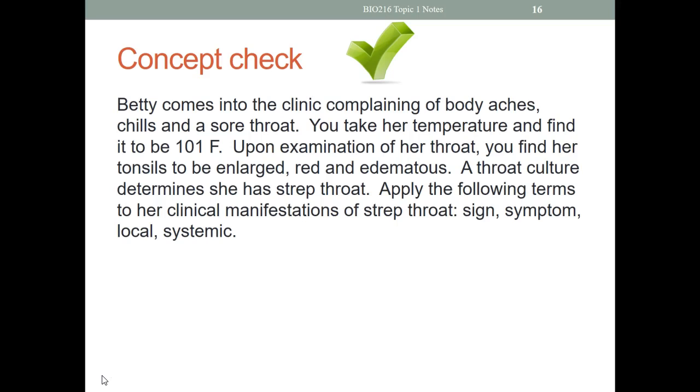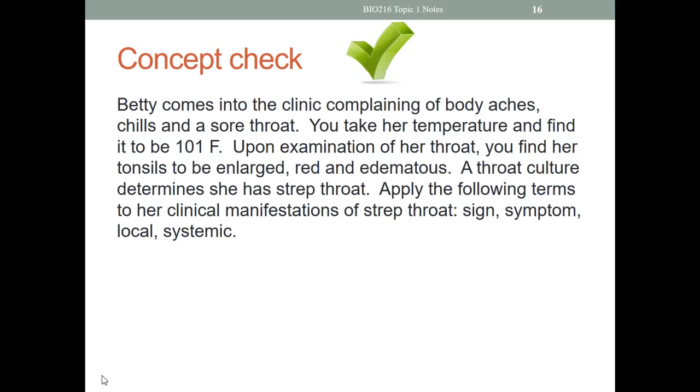So complaining of body aches. Body ache isn't observable to another person other than the patient, so that would be a symptom. We would also describe that as systemic. That's a body-wide manifestation. So the body aches and chills would both fall together as a systemic symptom. A sore throat, that would be localized, but it's also a symptom, okay? Because we could see that it's red, but we can't see that it's sore, if you will.